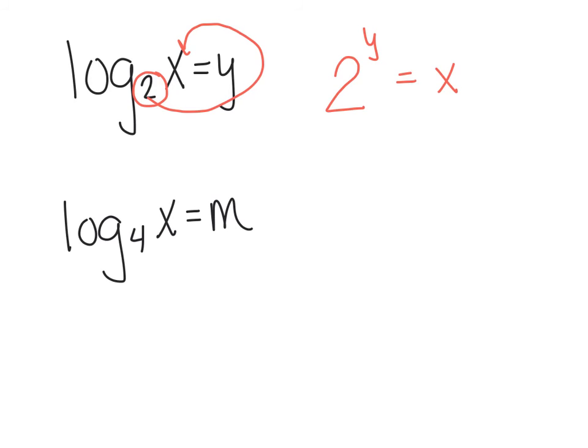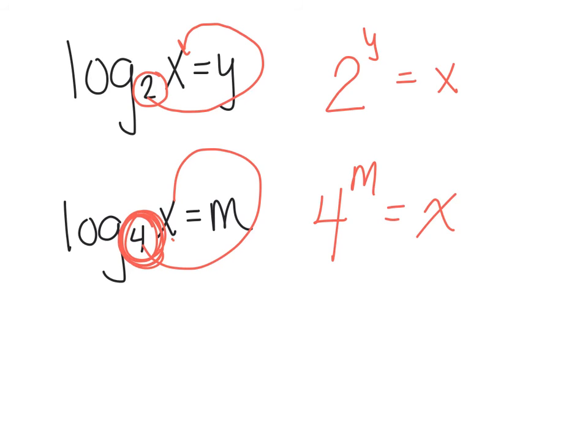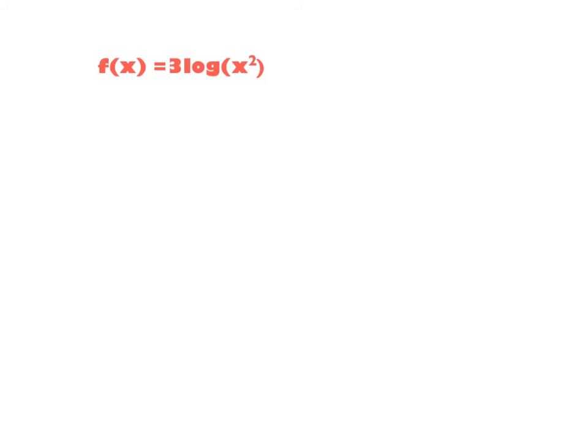So log base 4 of x equals m, begin with the base. So 4, it's currently touching the x, don't let it touch again. Go around and back in. 4 to the m equals x. And we'll use that in the next example. All right, so this time we're going to start with a log graph. So f of x, we already know log has an inverse, it's an exponential. So f of x equals 3 log of x squared. So again, that's really y equals 3 log of x squared.